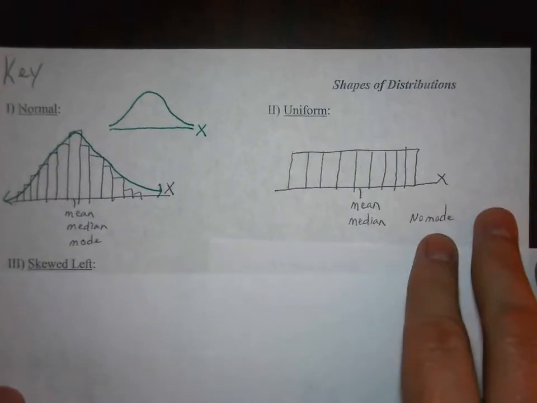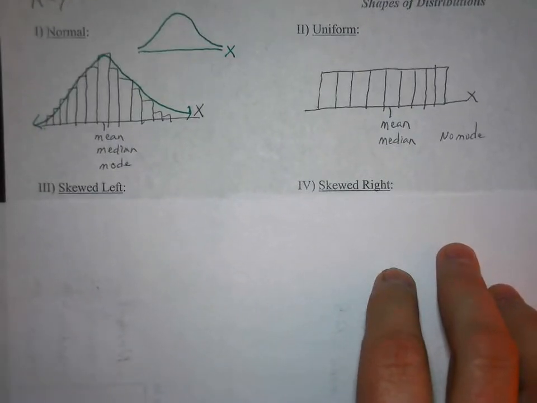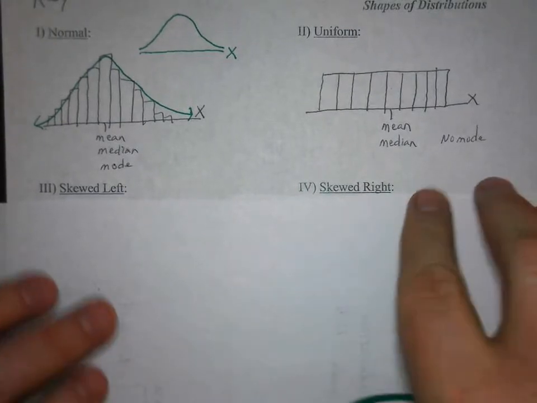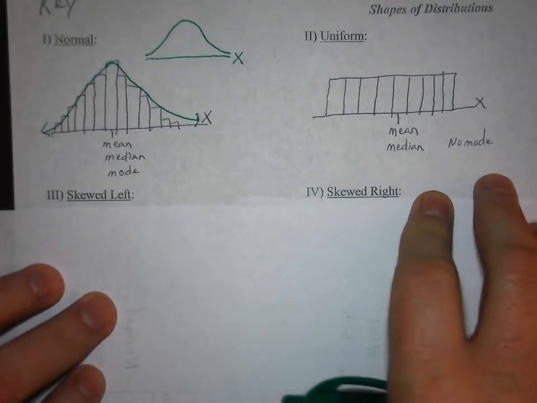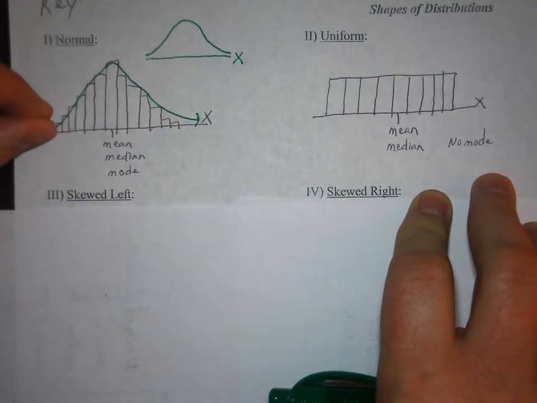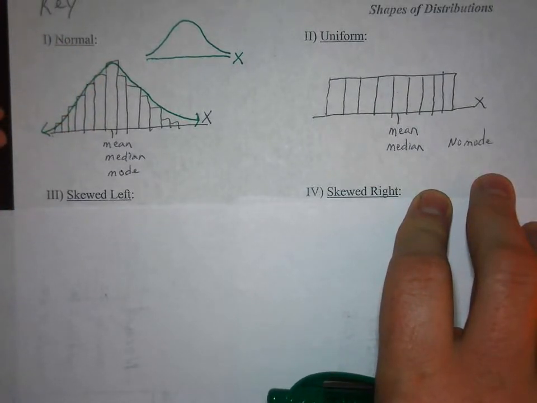The next type of distribution we have is skewed distributions, and two basic ones are skewed left and skewed right. Skewed left: one way that I like to think about it is you take a curve like the normal curve, and if you were to tug on the left end, it would pull some of these bars out to the left.